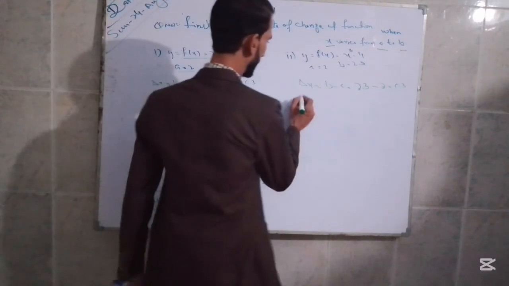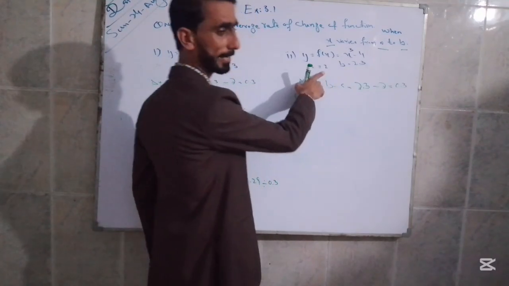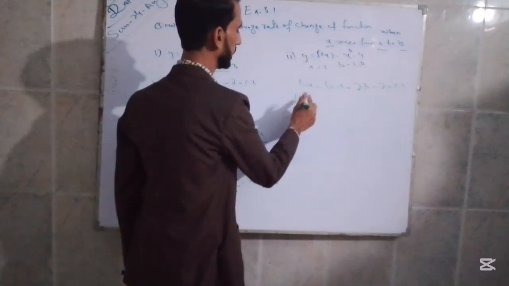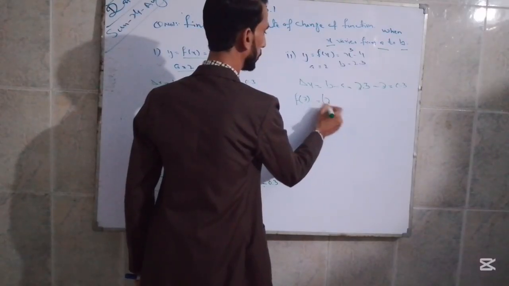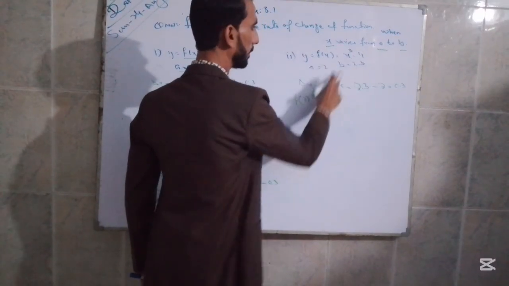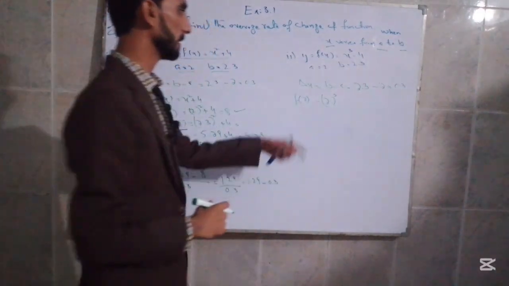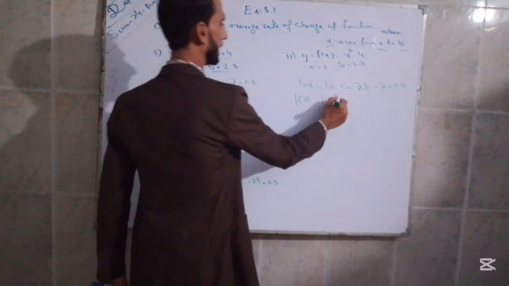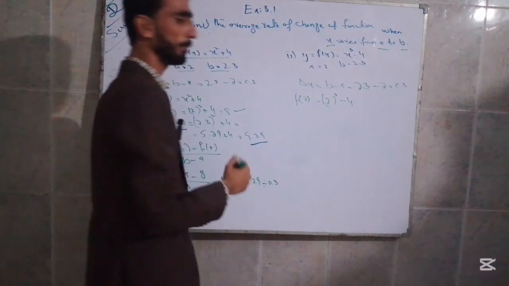Okay, first we find f of a. What is f of a? It means f of 2. We directly put 2 in this function. It means 2 cube, because in the place of x we put 2, x cube minus 4. Okay, 2 cube means 8.